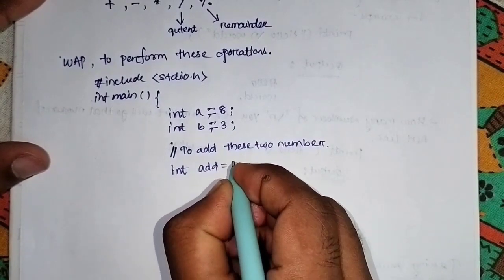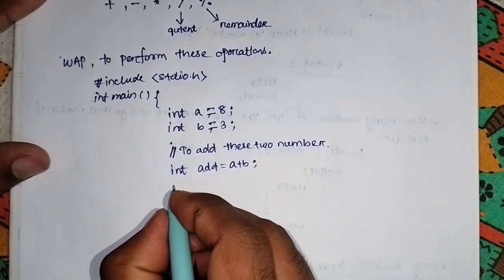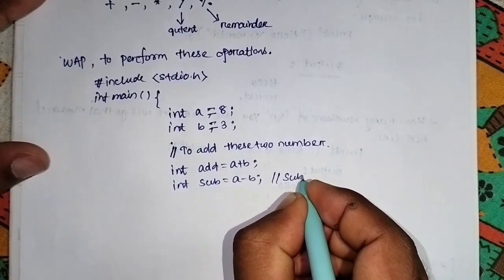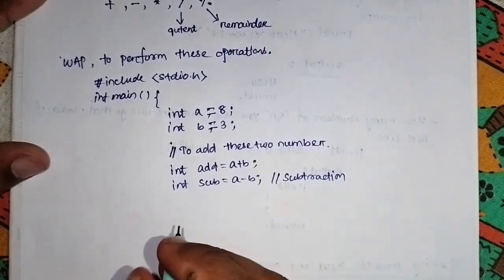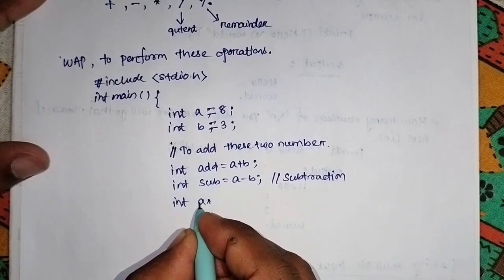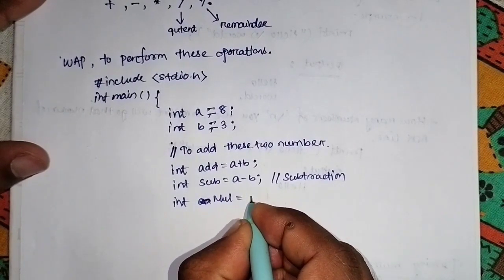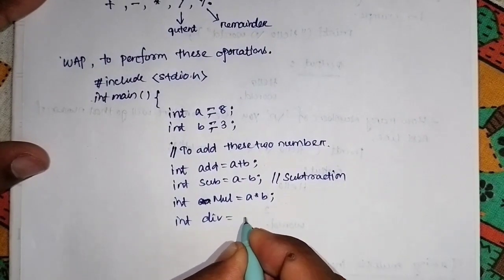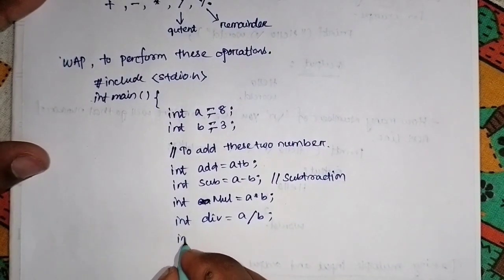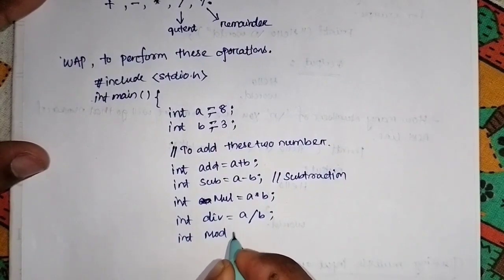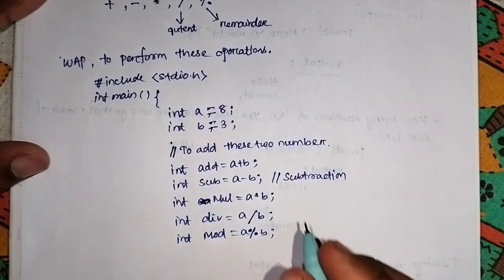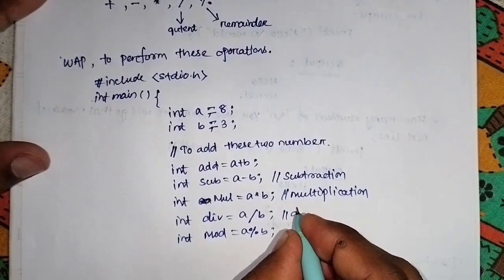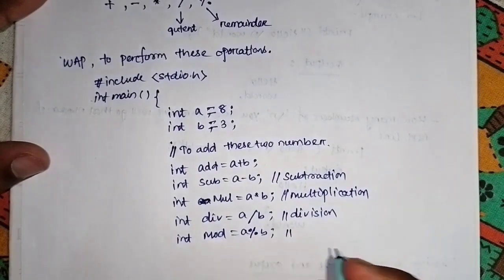In sub, a minus b, the sub variable will store the difference of these two numbers. In mul, the multiplication variable, it will store the product of these two numbers. Int div will store the division of these two numbers, that is, the quotient. In modulus, it will store the remainder when a is divided by b.